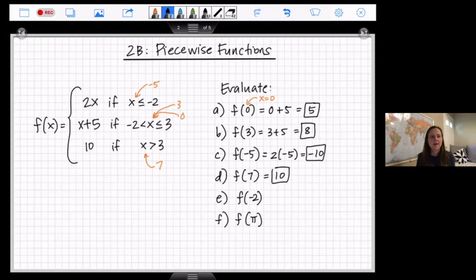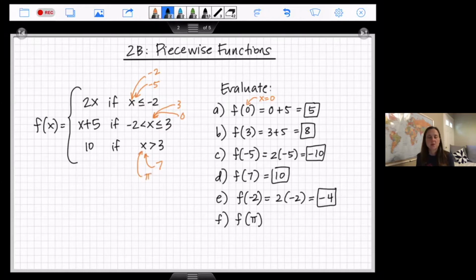-2. Again, -2 is one of our cutoff values for the function. The inequality with the equal to sign in it is this top one here. So we're going to plug in -2 into the top formula. 2 times x, 2 times -2, and I get -4. And our last one is f of pi. F of pi, I guess there's always room for pi. Pi is 3.14 and a bunch of other numbers, right? So regardless of what pi is, it's bigger than 3.